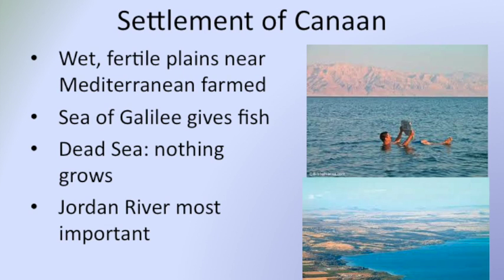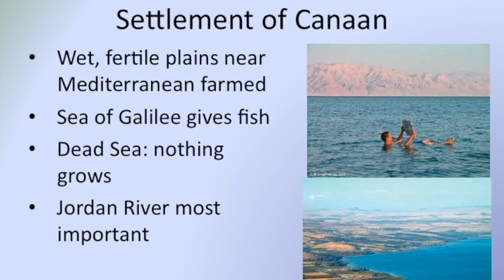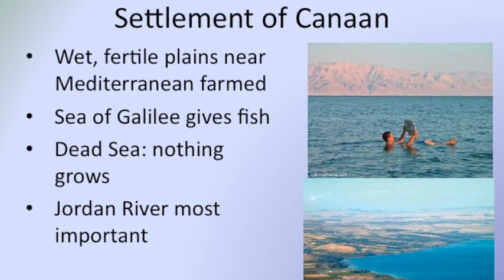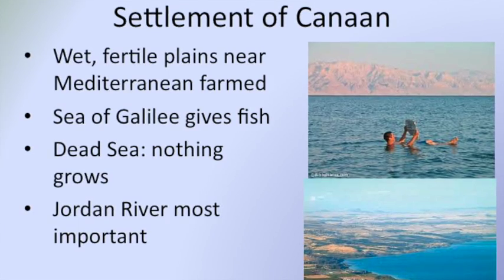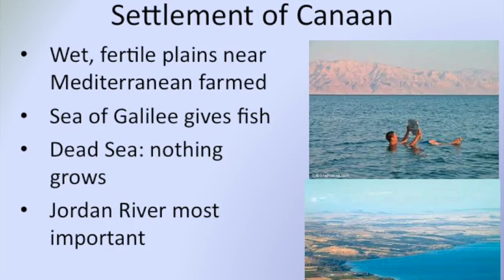Environmental factors and human settlement in Canaan. In Canaan, just as in Egypt and Cush, water was a key environmental factor. The wet, fertile plains near the Mediterranean Sea were farmed in very ancient times. The Mediterranean also allowed traders from many lands to visit Canaan.